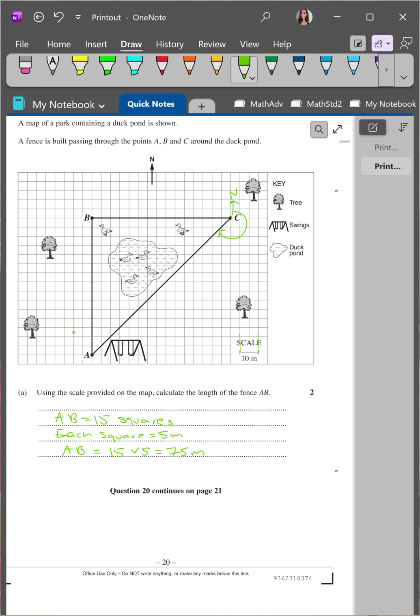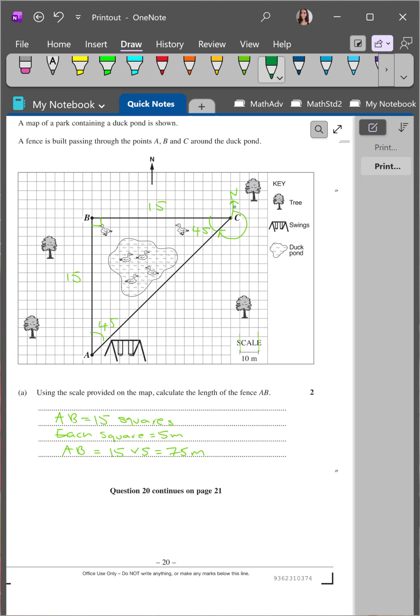Now, it said that AB and BC were equal. So if this is 15 squares, this is also 15 squares, and this is a right angle. The sum of the interior angles of a triangle equals 180 degrees. So 180 minus the 90 degrees leaves 90 degrees. And these two angles are going to be the same because the side lengths are equal. So if we divide 90 by 2, these are each 45 degrees.